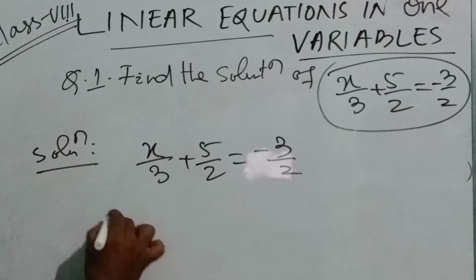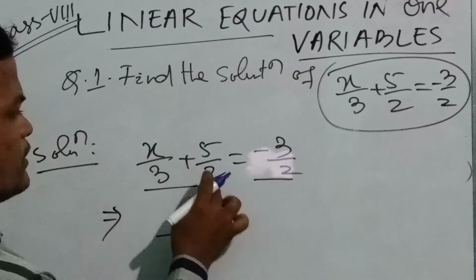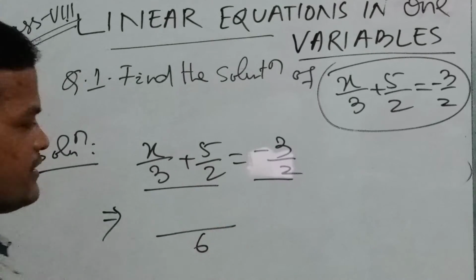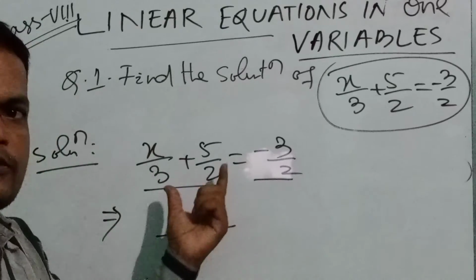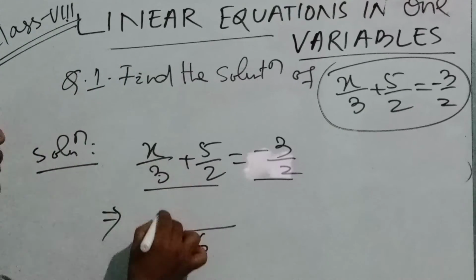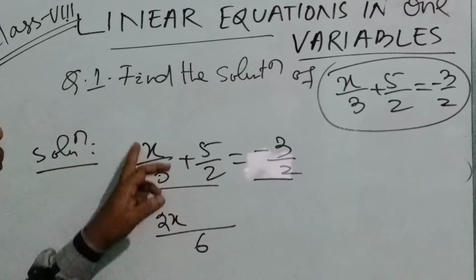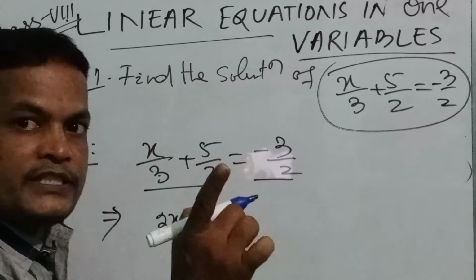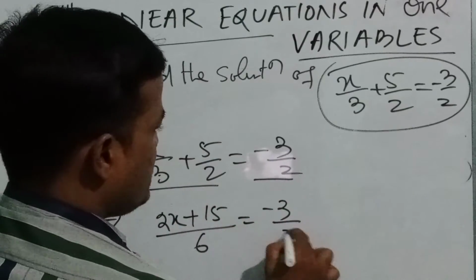Okay. Now addition is there in the left hand side, so let us add. The denominators are 3 and 2, so the LCM of 3 and 2 is 6. Because they are prime numbers, you just multiply 3 into 2 equal to 6. Now 6 divided by 3 is 2, and 2 multiplied by x is 2x. When 6 is divided by 2, the result is 3, and 3 into 5 is 15. So equal to minus 3 by 2.